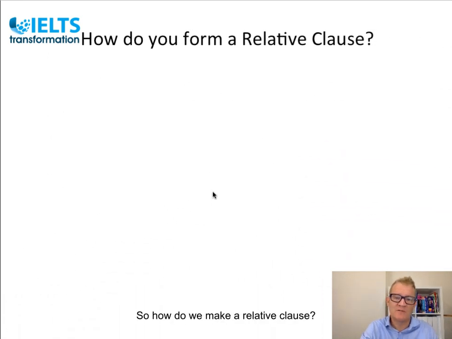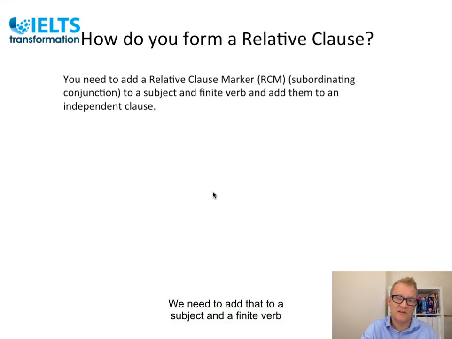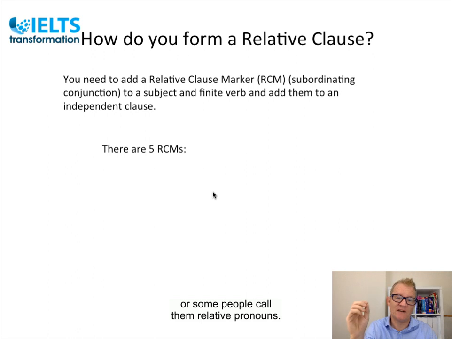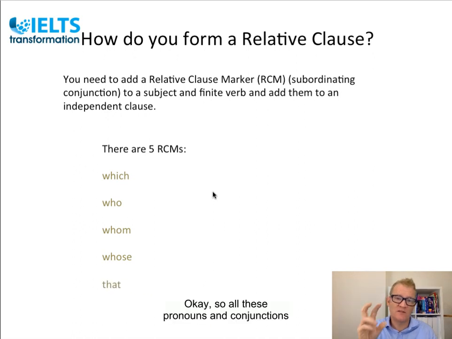So how do we make a relative clause? We need a relative clause marker, or subordinating conjunction. We need to add that to a subject and a finite verb and make them into a dependent clause. We've got 5 relative clause markers, or some people call them relative pronouns. So the first one is which, then we've got who, whom, whose, and that.